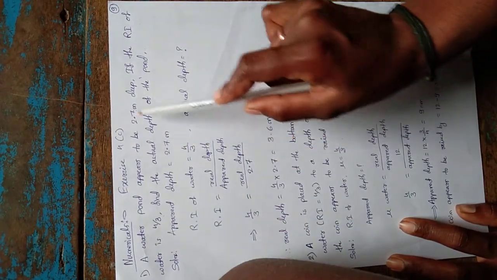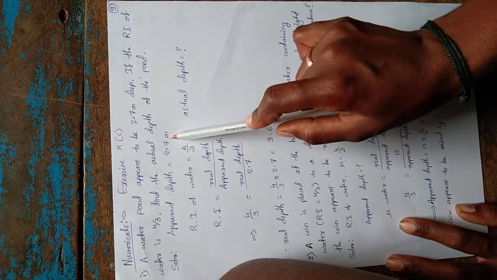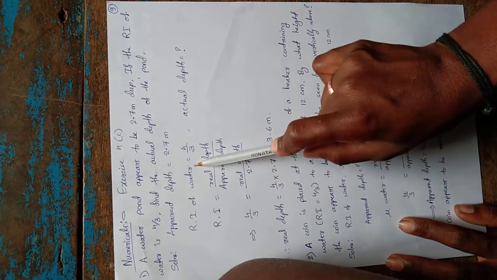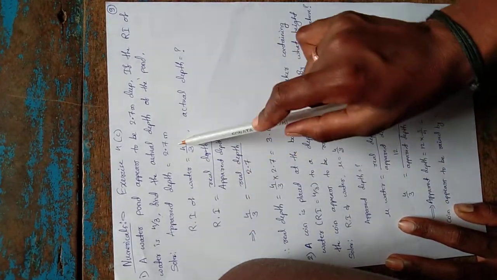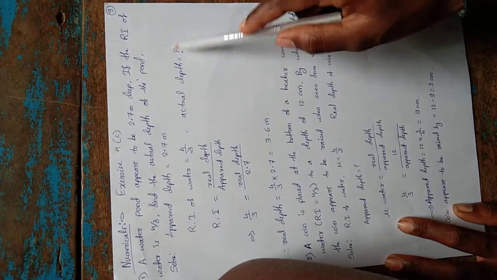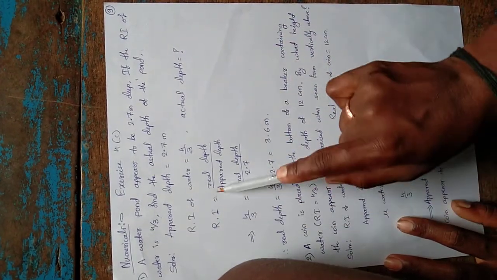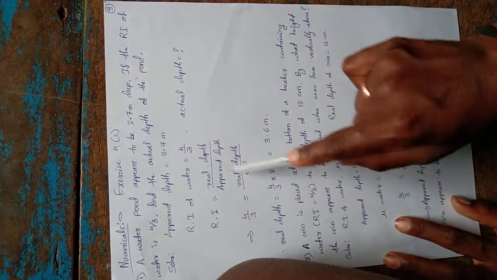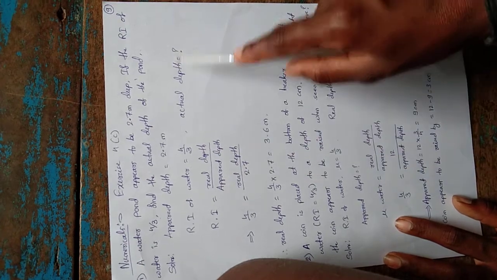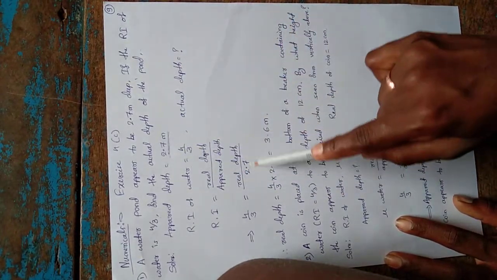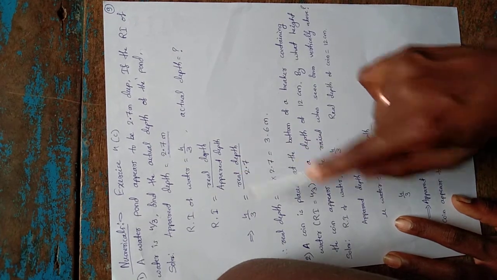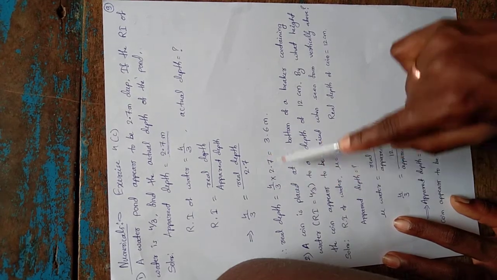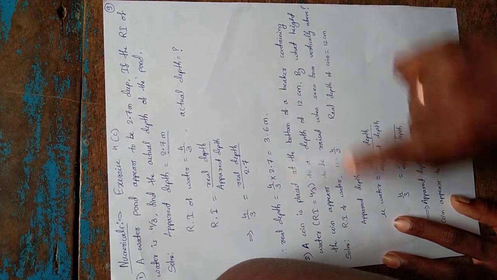Solution: apparent depth is equal to 2.7 meter. Refractive index of water is 4/3. Actual depth we want. So the formula: refractive index is equal to real depth by apparent depth. Refractive index is 4/3, real depth as it is, apparent depth is 2.7 meter. So real depth is equal to 4/3 into 2.7. By calculating this, we'll get 3.6 meter as the real depth.